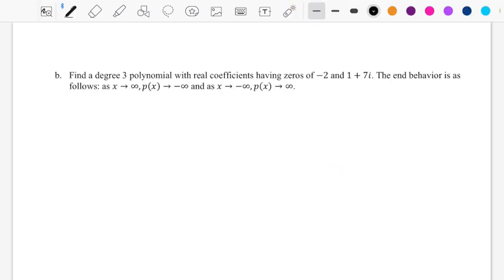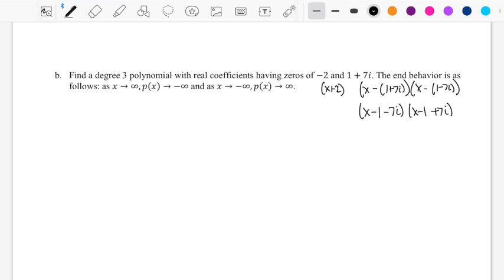So now it wants us to find a degree 3 polynomial. But we have zeros at negative 2. So that gives us x plus 2. As well as 1 plus 7i. So that's x minus 1 plus 7i here. As well as x minus 1 minus 7i. And this comes out a little bit simplified here with a minus 7i. And this one is a plus 7i.